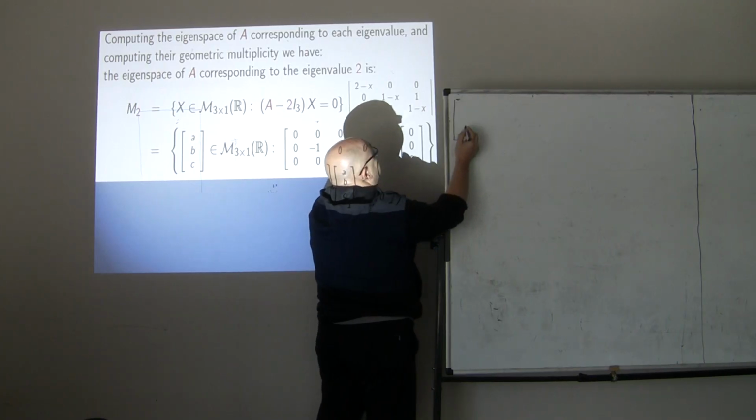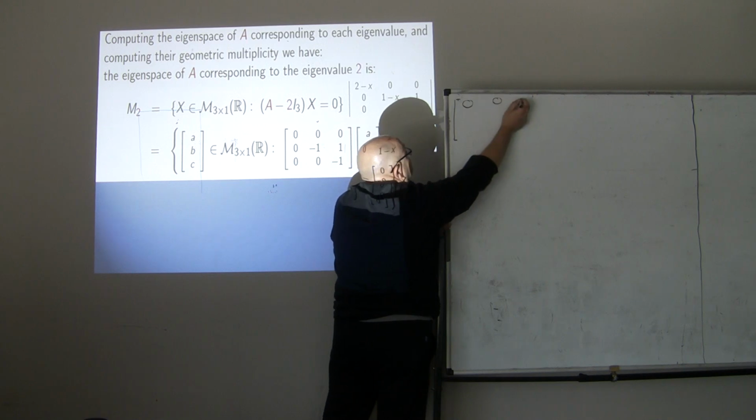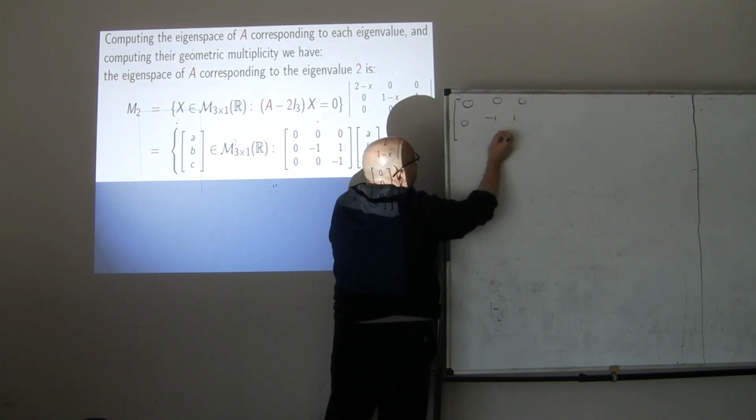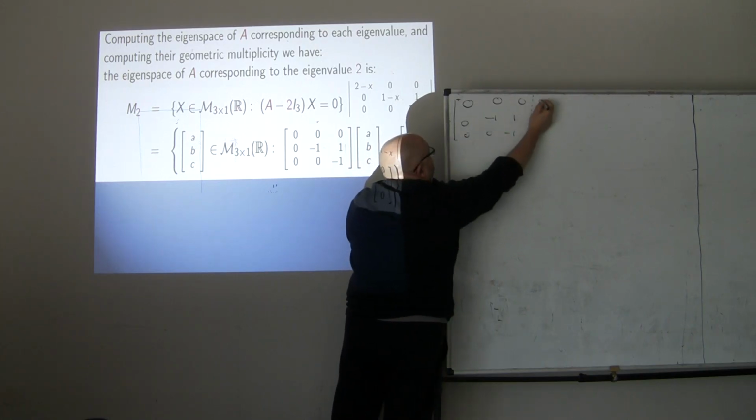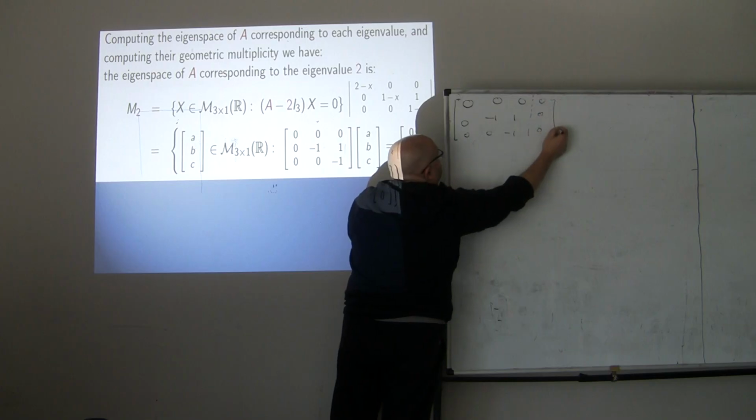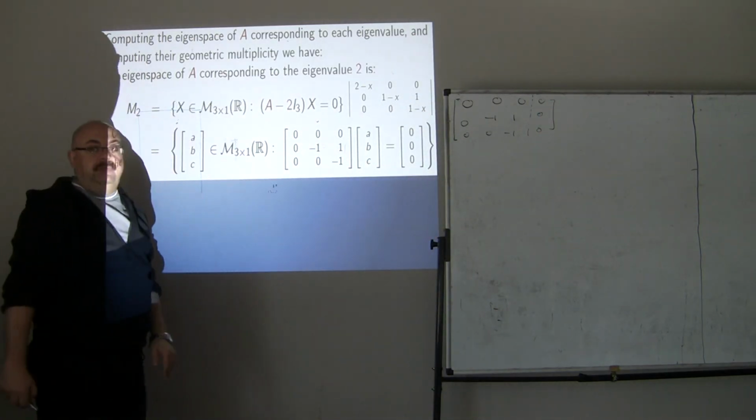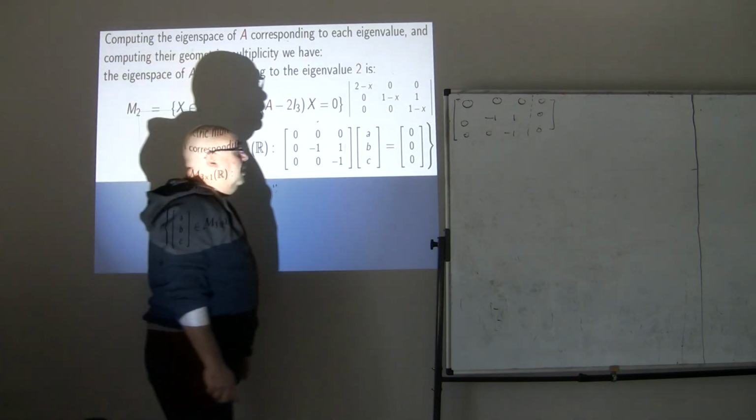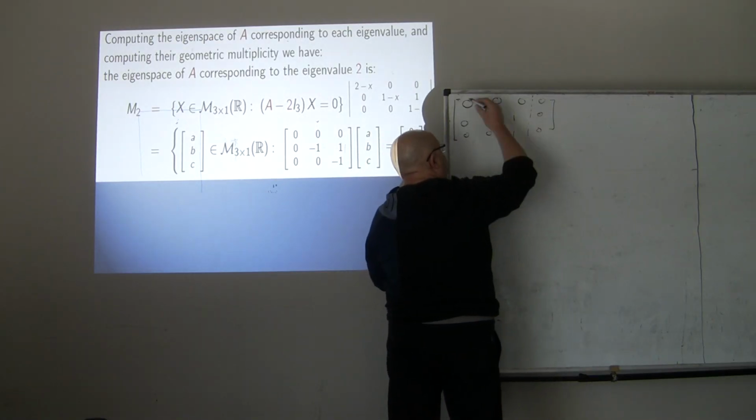Okay? It will be 2 minus 2, which is 0, and this is 0 and this is 0. Then 1, minus 2 is negative 1, and 1. Then 0, 0 and negative 1. That's the system with 0, 0 on the right. Try to get the reduced echelon form. How is it going to be? First of all, I will replace the second row by the first row.